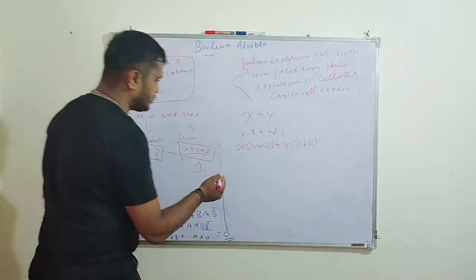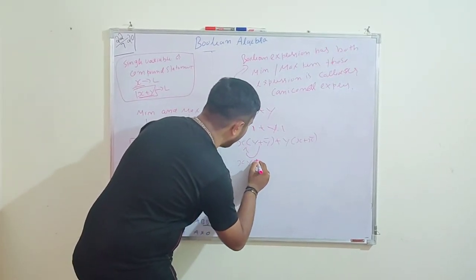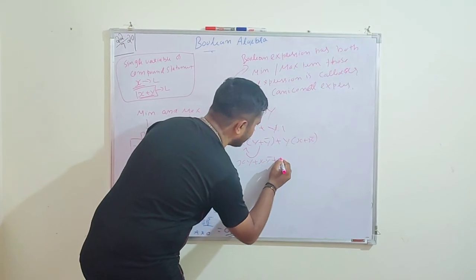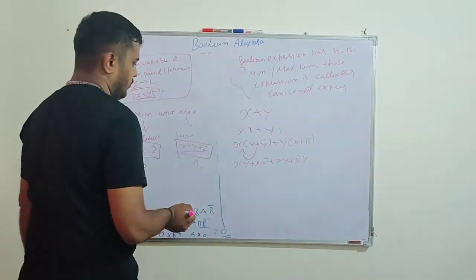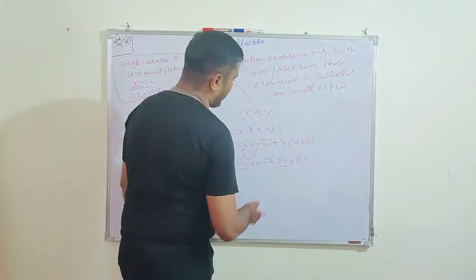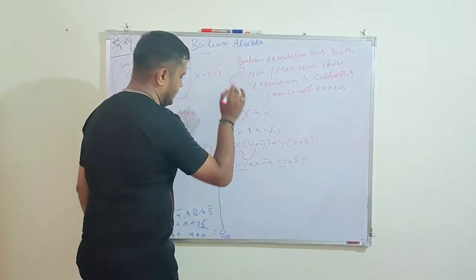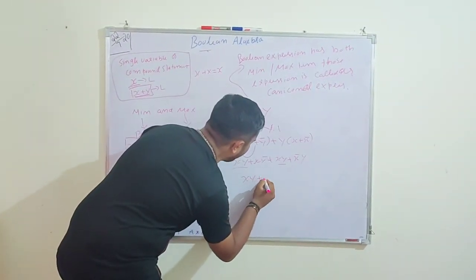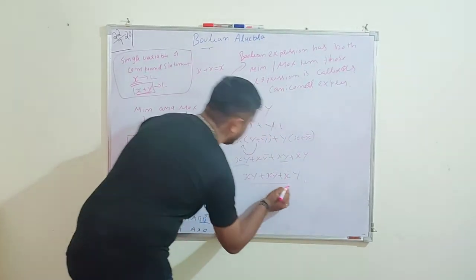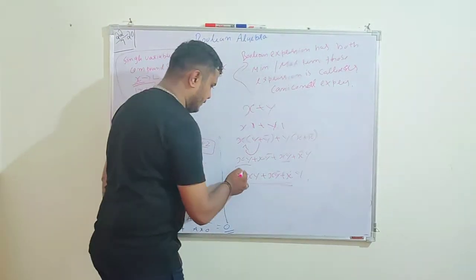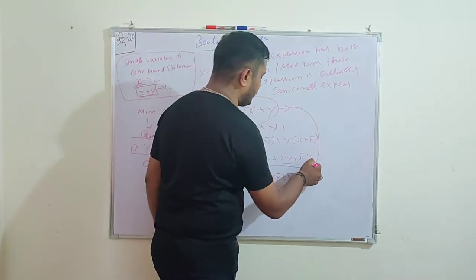Clear? Now what should we do? We should apply the distribution law, which gives xy plus xy bar plus xy plus x bar y. Now we see we have an idempotent law. What does the idempotent law say? x plus x is equal to x. So we can write xy plus xy bar plus x bar y. This is the min term. We converted the expression into min terms, and this is how we convert an expression into min terms.